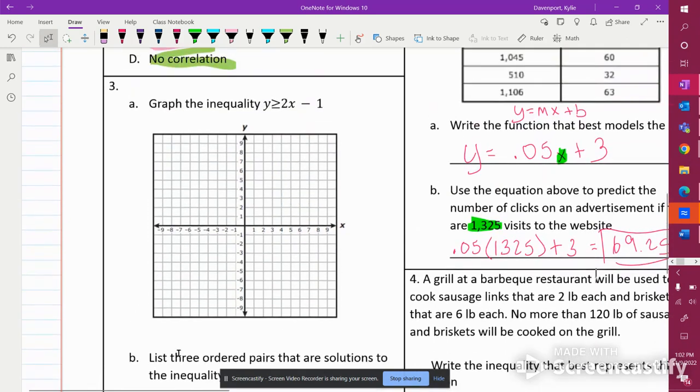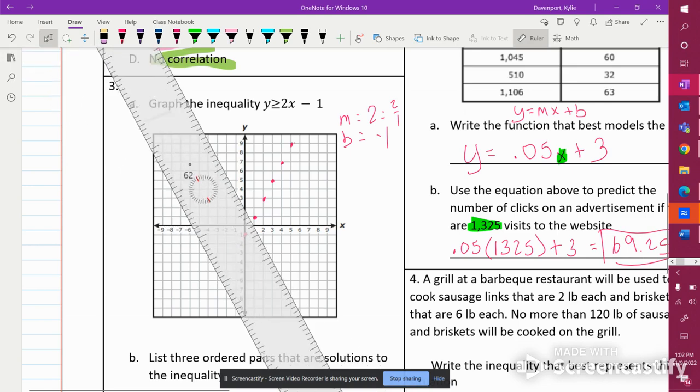Next, we're going to look at number 3. Graph the inequality y is greater than or equal to 2x minus 1. First of all, I know I'm going to use my slope-intercept form. So m is 2, or 2 over 1. My b is -1. So I'm going to go down 1 and put a dot. I'm going to use my slope up 2 over 1, and I'm going to keep using that slope to find more points. Okay?